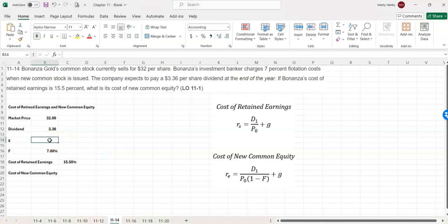Okay, this is problem 14 from chapter 11, CFIN7. This is a cost of retained earnings and cost of new common equity problem.